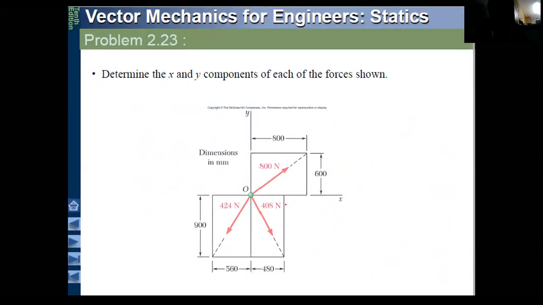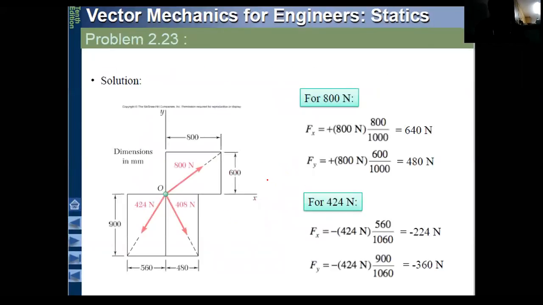Okay, in our first example, we are going to decompose three vectors in three different regions of the Cartesian coordinate. Let's start with the 800 Newton vector, which is a force physically. As we had before, we have to calculate F of x as F cosine of theta and F of y as F sine of theta.